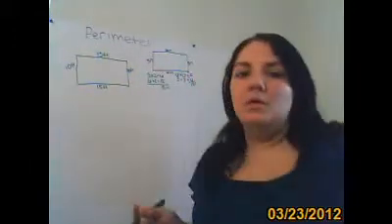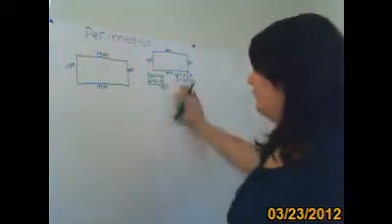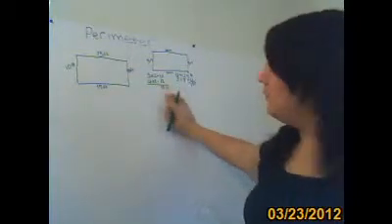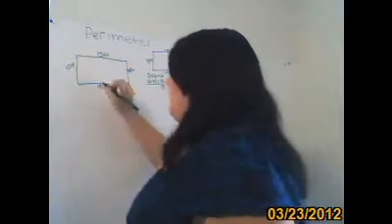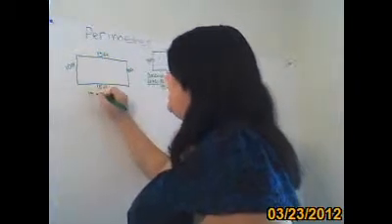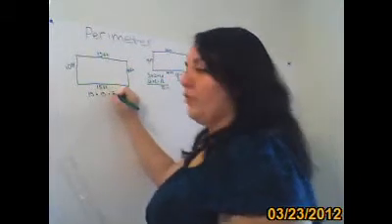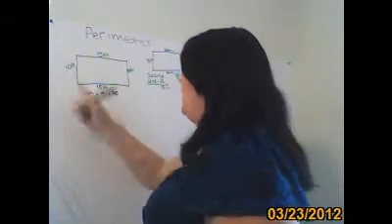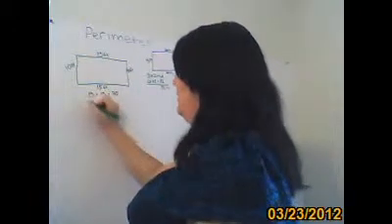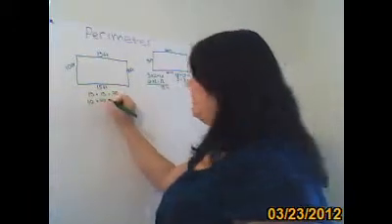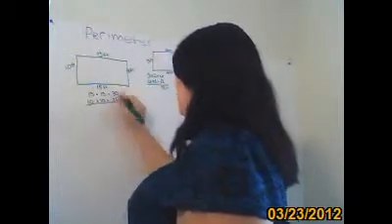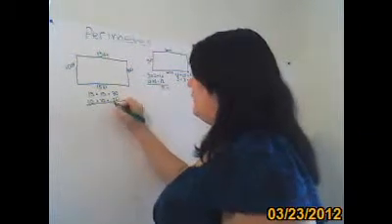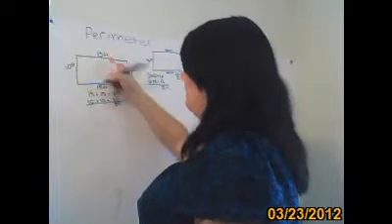Now we can do it either way that we have done it before. We can add them together or we can multiply them. So let's do it both ways. If we take the long sides first, 15 plus 15 equals 30. And we take the short sides, 10 plus 10 equals 20. And then we add them together. 30 plus 20 equals 50. And this is in feet.